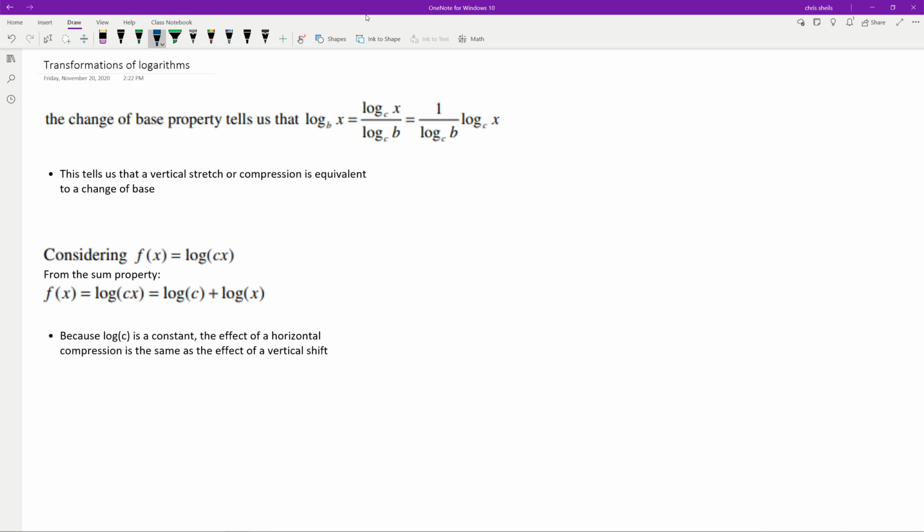Similarly, if we consider some function f of x equals log of c times x, using our sum property, this becomes log of c plus log of x. This tells us that because this log of c is just a number, it's a constant, the effect of a horizontal compression, right, the effect of multiplying by something on the inside of this logarithm, is the same thing as a vertical shift. Because multiplying on the inside has become adding on the outside.